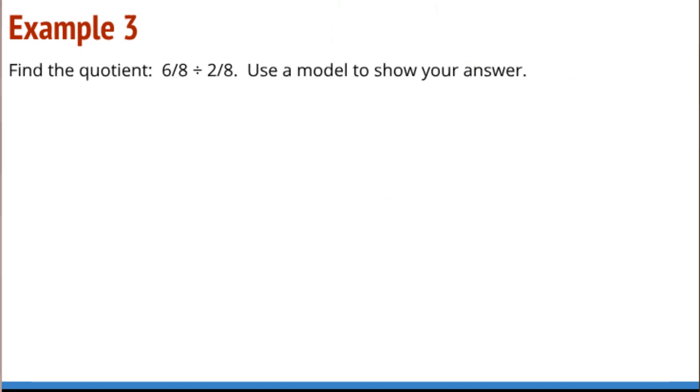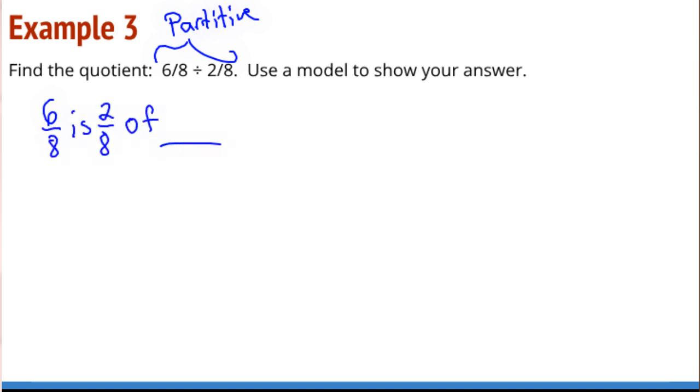All right, example 3. So we're now going to stretch our brains a little bit here. We've been focusing very heavily on measurement division, and I would like us to think of this as partitive division. And when we do partitive division here, we are thinking to ourselves, 6/8 is 2/8 of some number. So 6/8 is part of another number. And we're trying to find out what that number is.